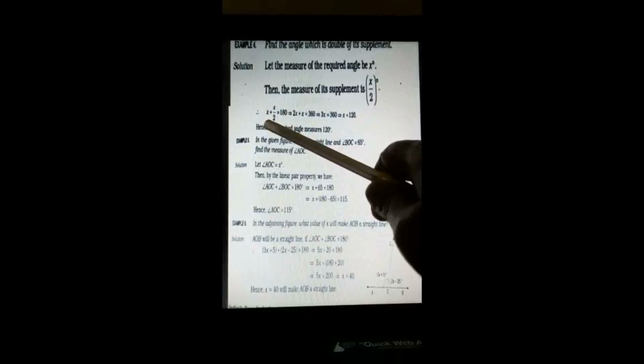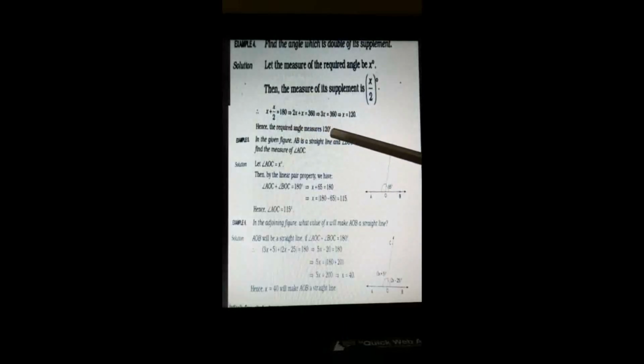See, we got the 3x here. Now we take this 2 and multiply it to 180. When you multiply 2 to 180, it becomes 360. So 3x actually is equal to 360. What is the value of x? x is equal to 360 upon 3. That is 120. So hence the required angle measures 120 degree.